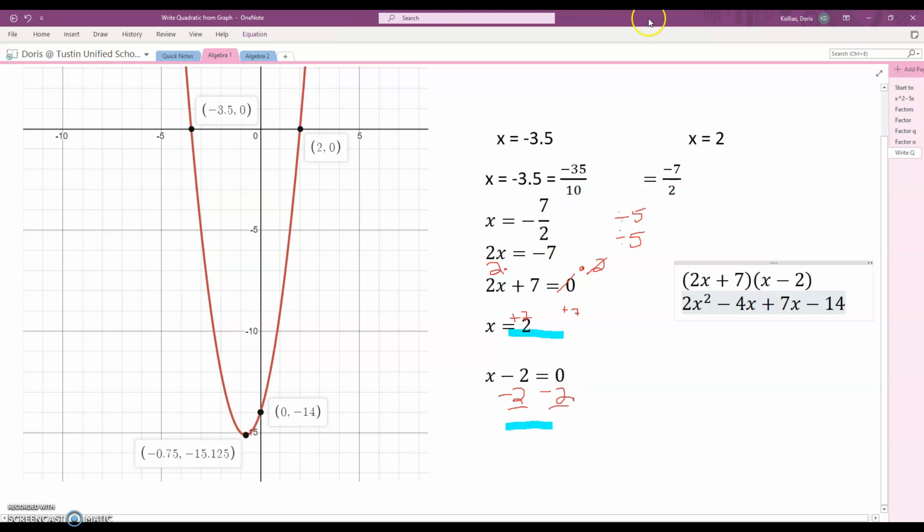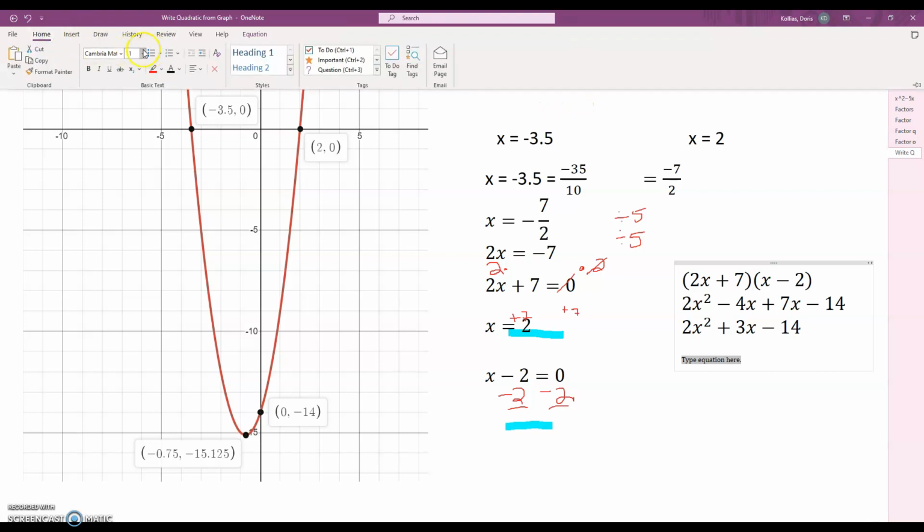All right, we're going to combine our like terms. The like terms are negative 4x and positive 7x. So our equation is 2x squared plus 3x minus 14. Now I'm going to verify that that is actually our equation by finding the axis of symmetry and checking it against the vertex point.